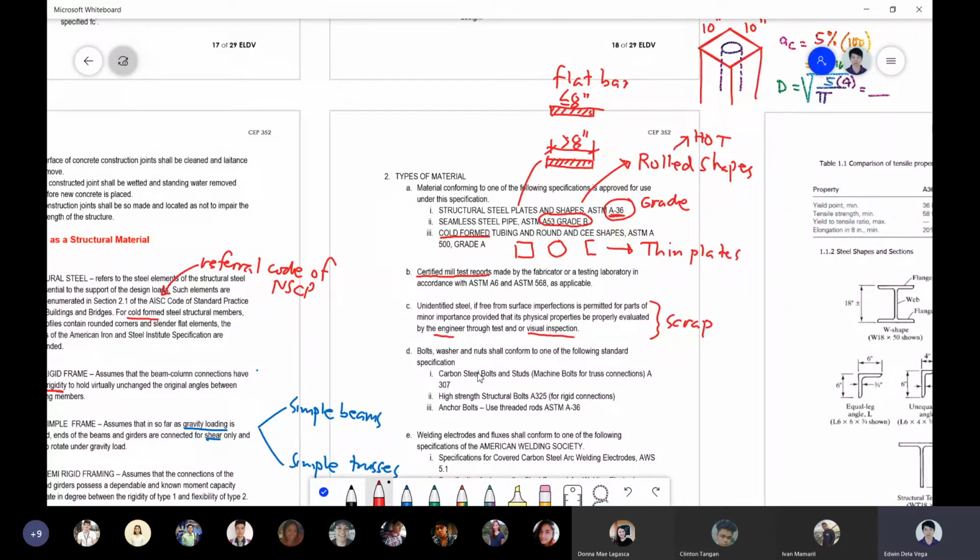Okay, for bolts, washers, and nuts, these are the most common. We have the machine bolts A307. So yung nabibili nyo sa mga hardware, okay? Machine bolts. They are made of carbon steel bolts and studs. High strength, yung A325. So normally sa mga special stores yan. And these are used for fully bolted rigid connection. And anchor bolts, which are normally threaded rods made of A36 steel. Okay, so pwede ka rin gumawa ng sarili mong bolt using A36 shapes.